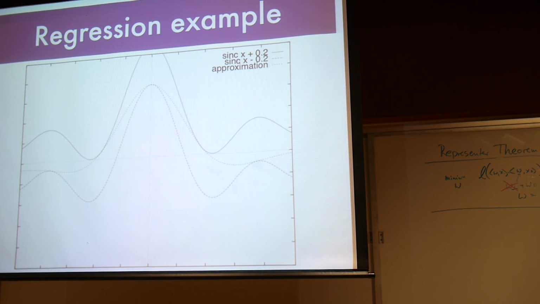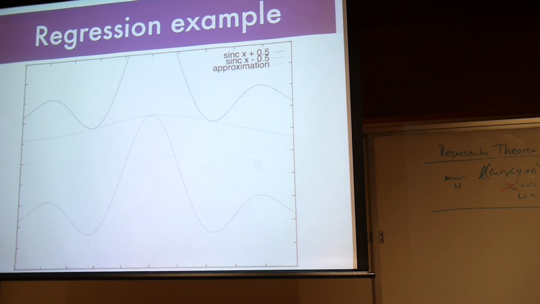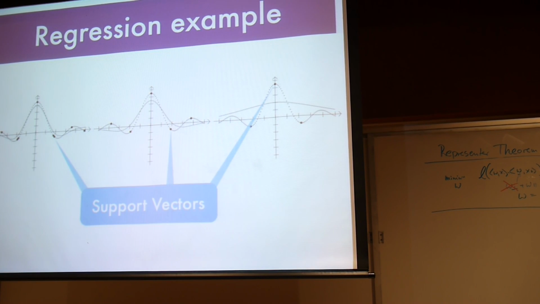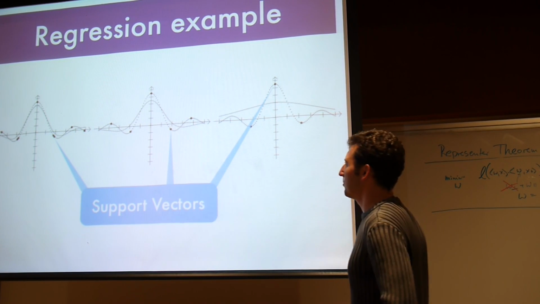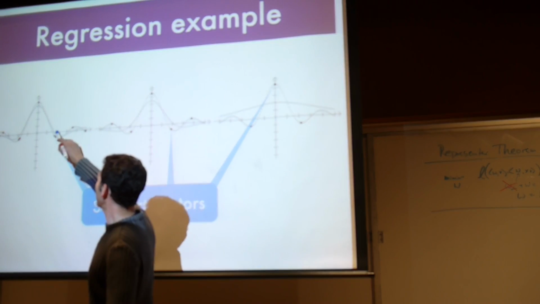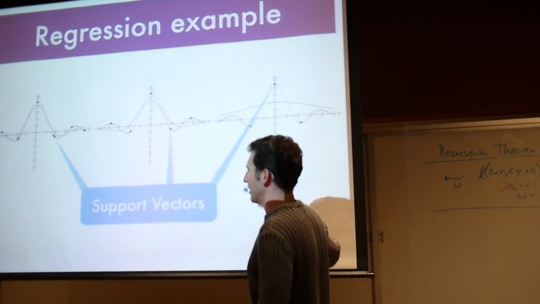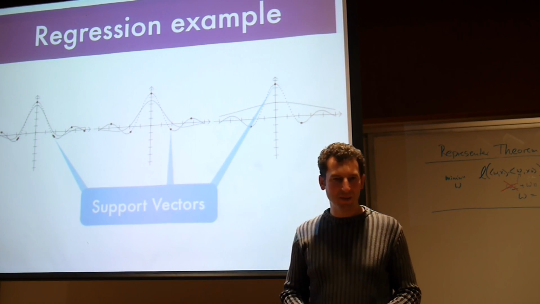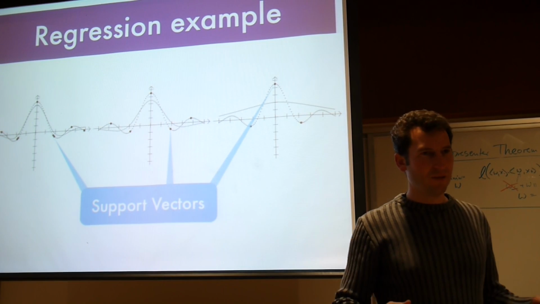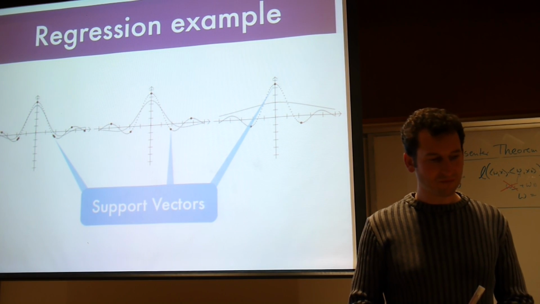You can see that the larger the margin, the flatter and smoother the function that you're getting. And here are some of the support vectors. If you impose a rather tight tolerance, you get a lot of them. If you impose a very loose tolerance, you're going to get, in this case, 3 of them. So you have a trade-off also in terms of compression.